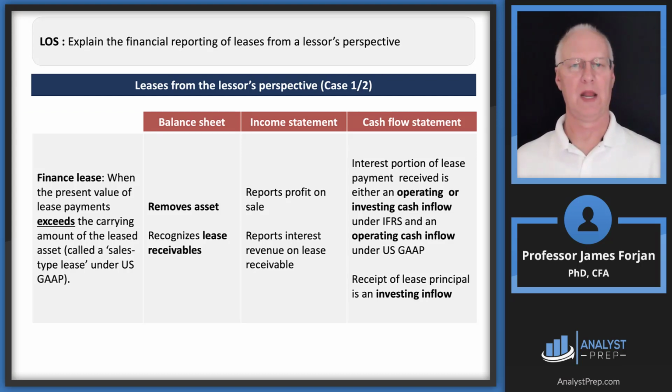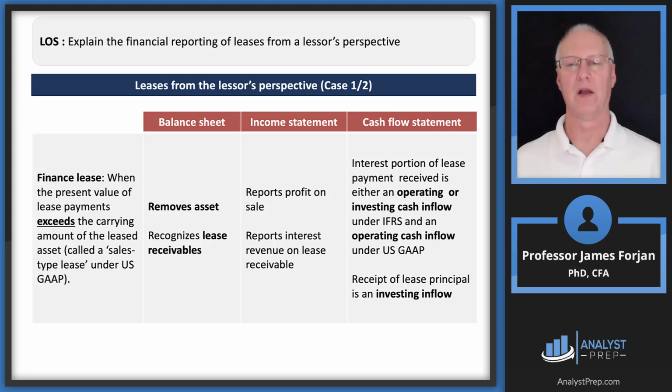Now, how about from the lessor's perspective? All right, so the finance lease, what we're interested in is taking present value. So we're going to compute that present value, and when the present value of those lease payments exceeds the carrying amount of the leased asset, then we have this definition. It's called a sales type lease under the US GAAP. And so what we're going to do, we're going to recognize this lease receivable. We're going to report profit on the sale, and we're going to report interest revenue on the income statement, and then over on the cash flow statement.